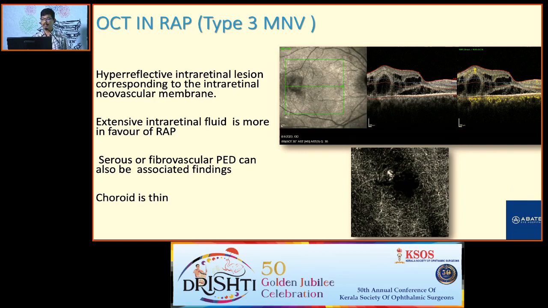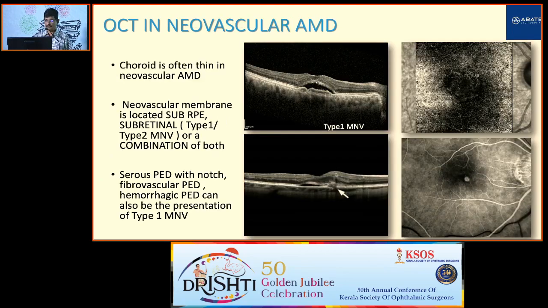And when you look at the cross-sectional OCT or the structural OCT, you will see the hyperreflective membrane, which represents the RAP lesion. And if you look at the flow signal under OCT angio, you can see that there is a flow signal corresponding to the RAP lesion. You'll also be seeing an underlying serous PED or fibrovascular PED. And on OCT angio, you can even pick up the vascular network at the level of the deep vascular complex or in the outer retina.